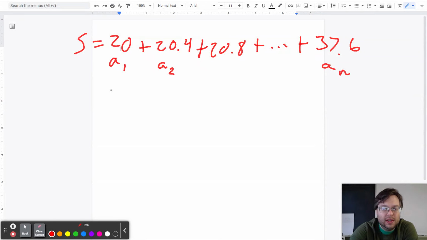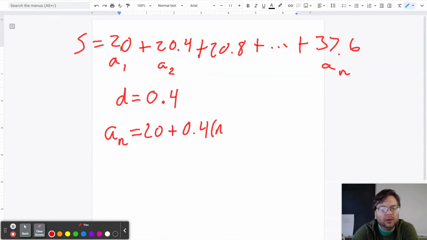And so what I notice is that the common difference is 0.4 because each term goes up by 0.4 to get to the next one. And that means that the nth term is equal to the first term plus 0.4 times n minus 1.